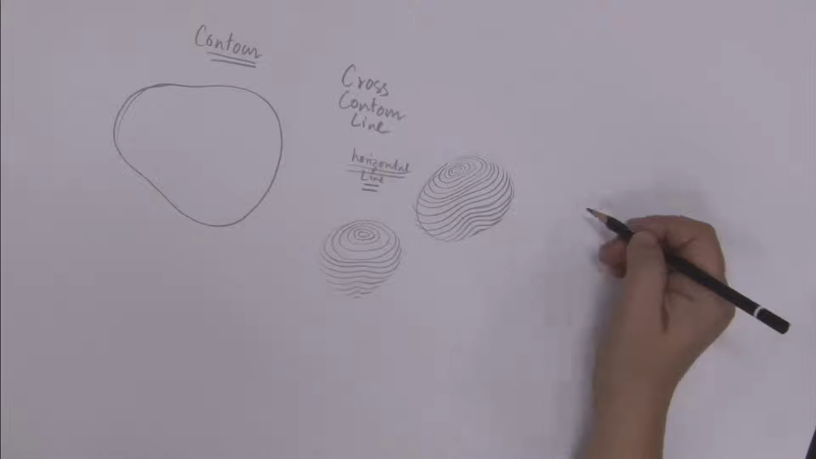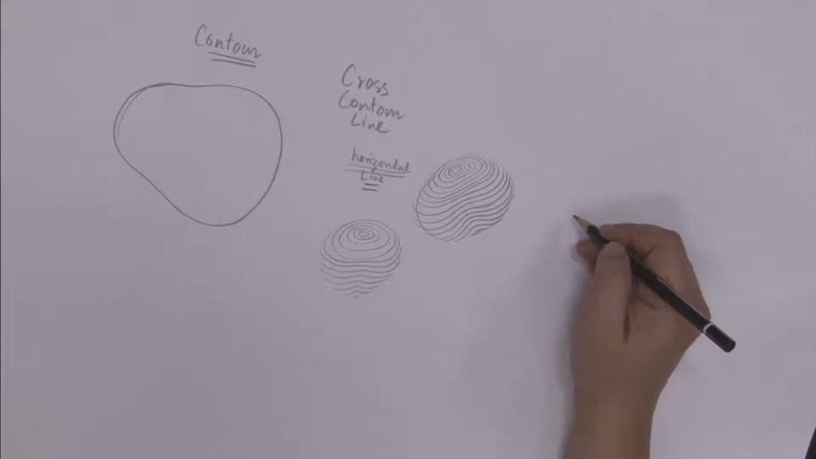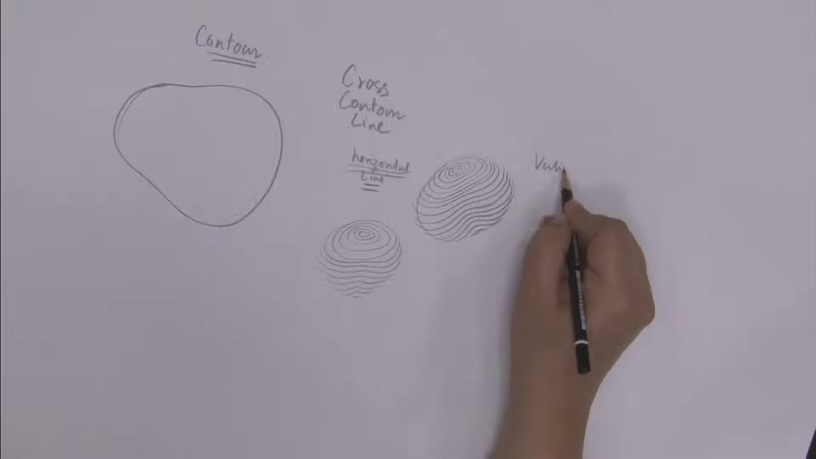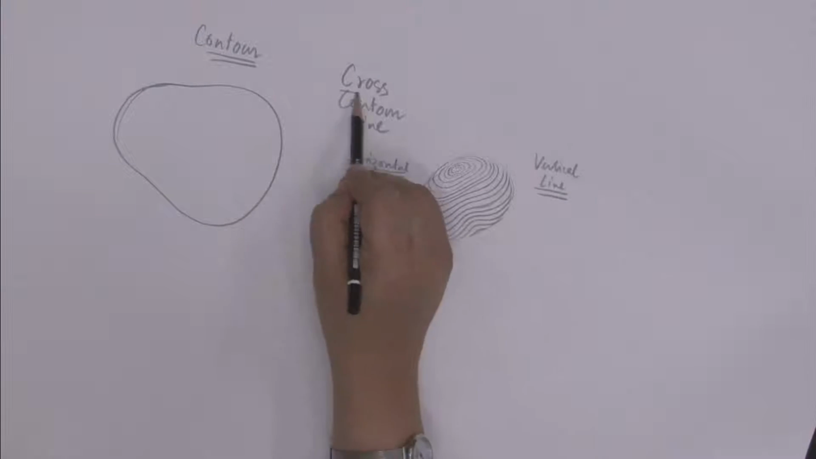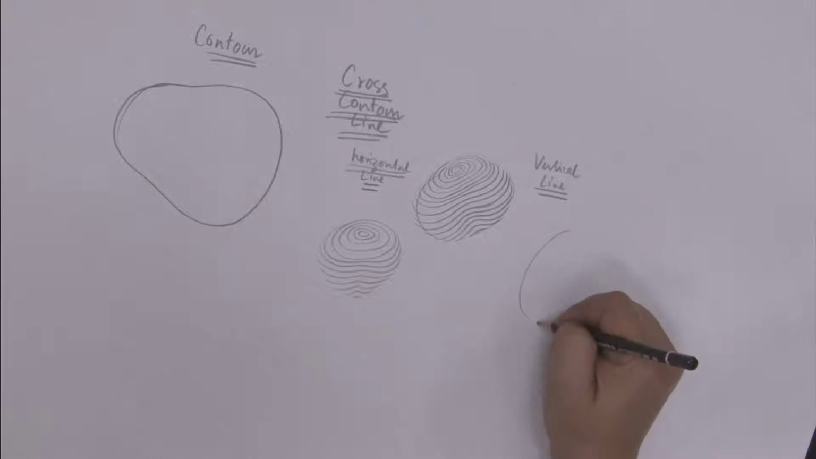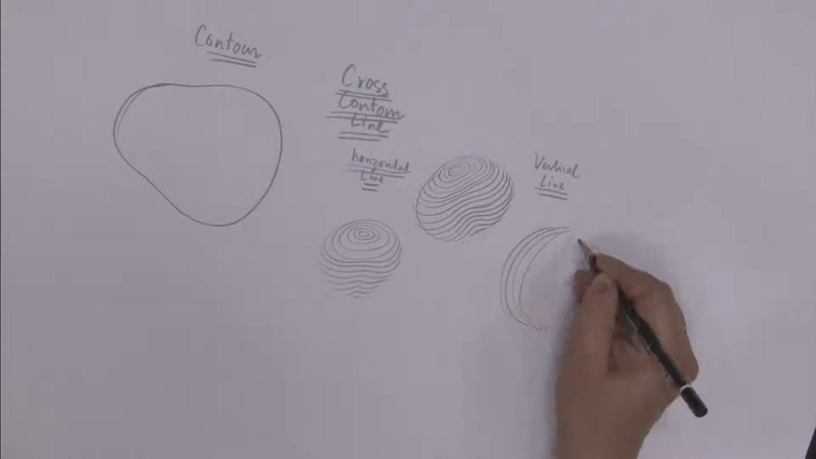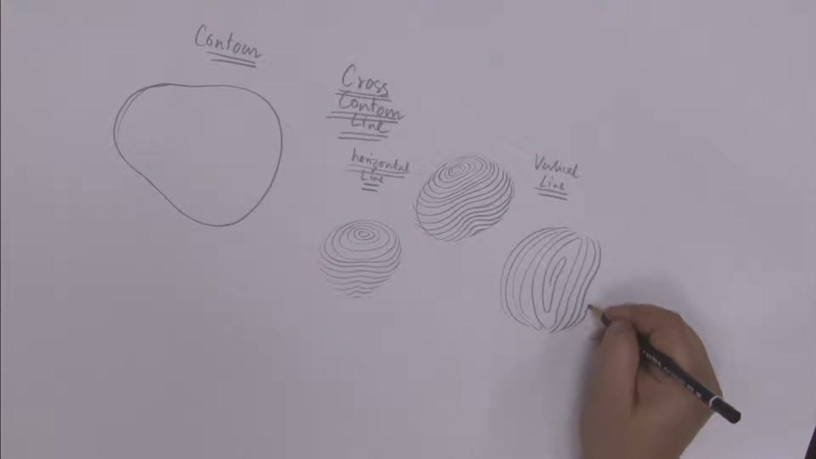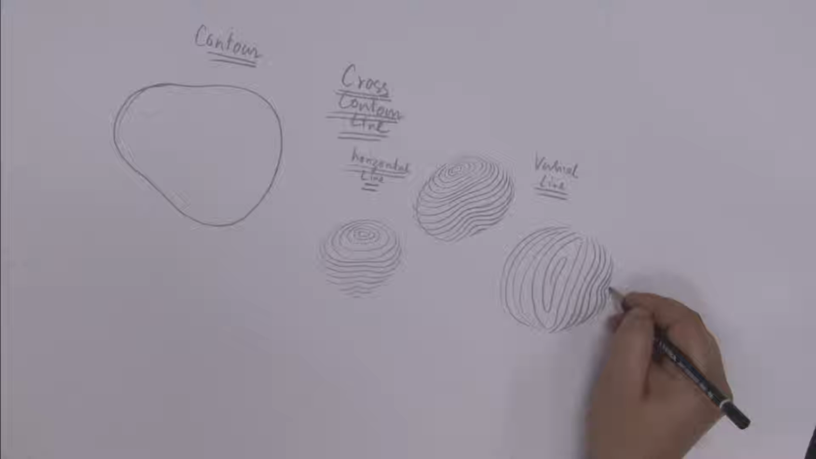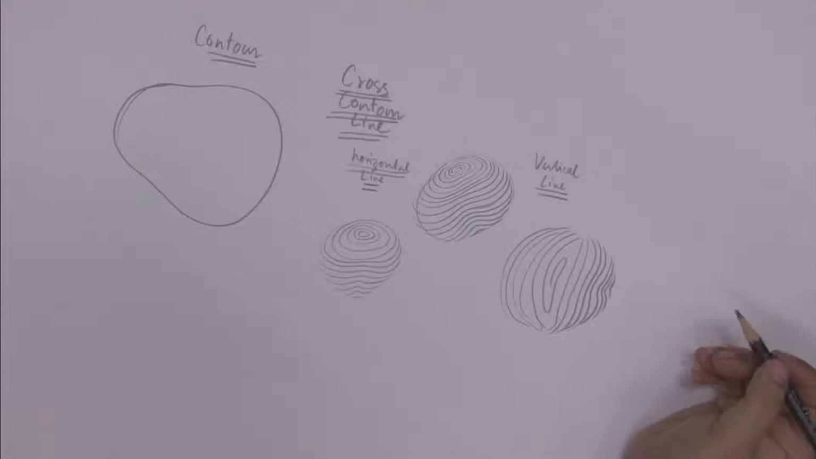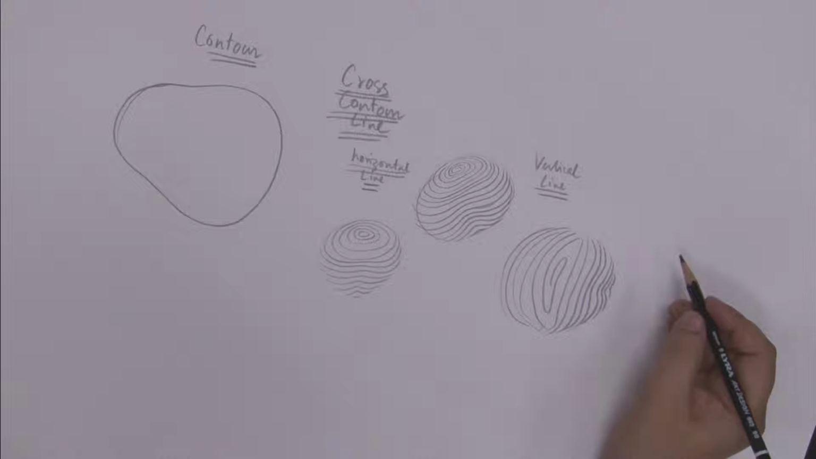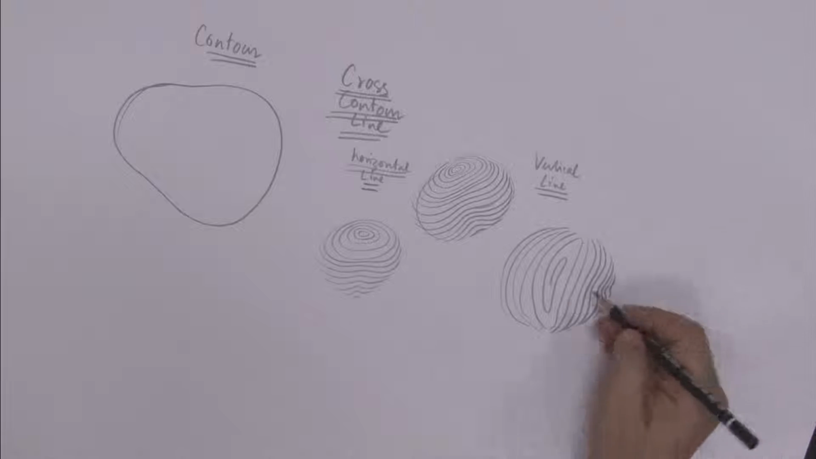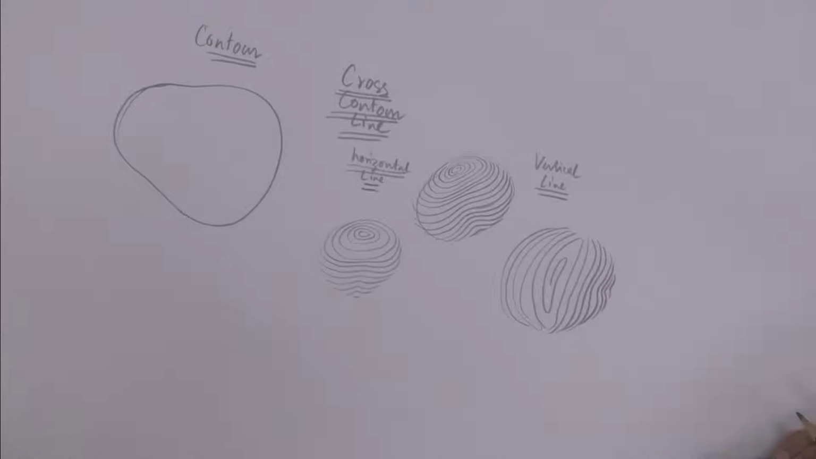So, let us also have a variation with the same cross contour formation in a vertical order. Vertical cross contours. So, we absolutely use lines which are either contour or cross contour to delineate a shape.